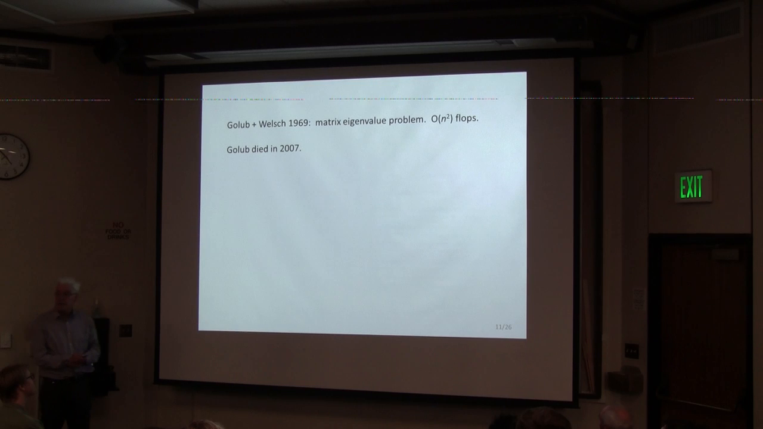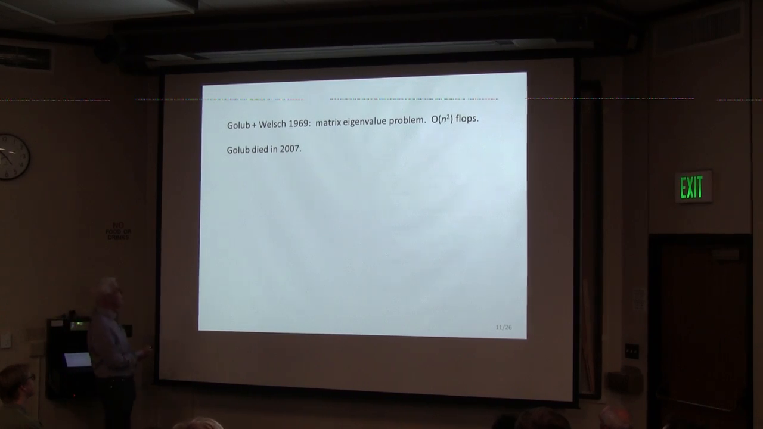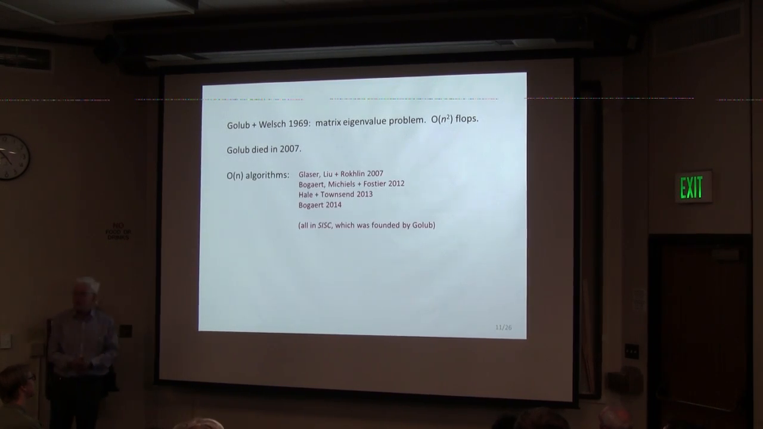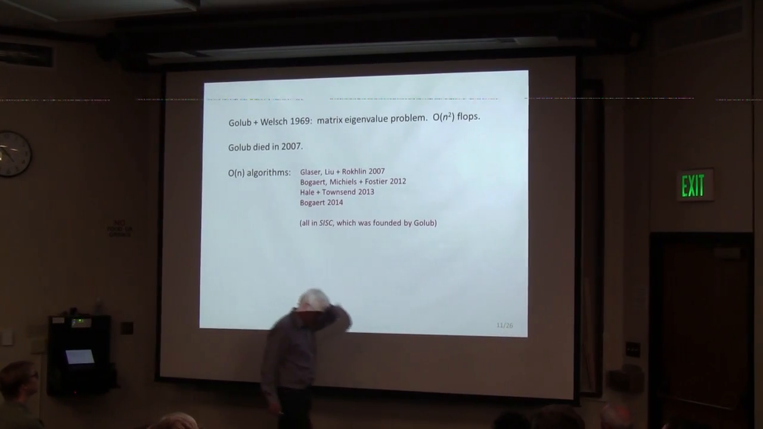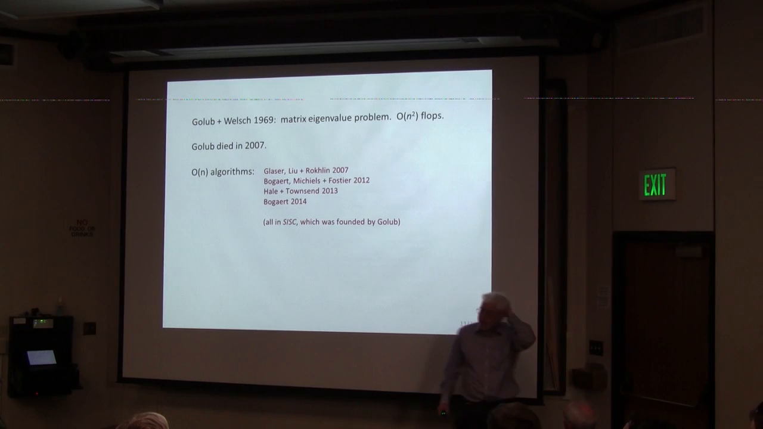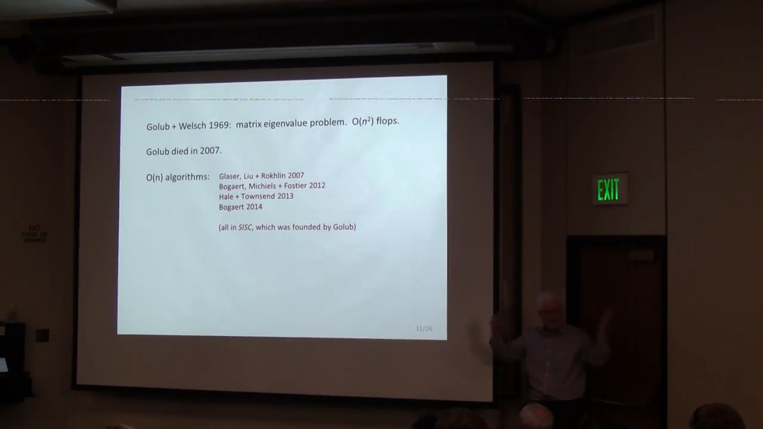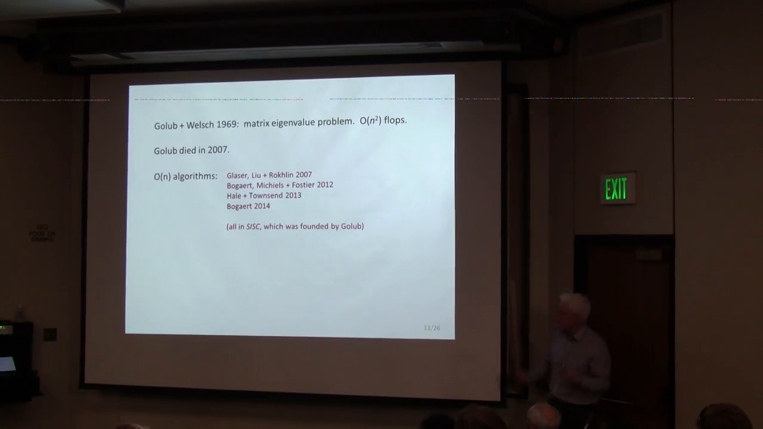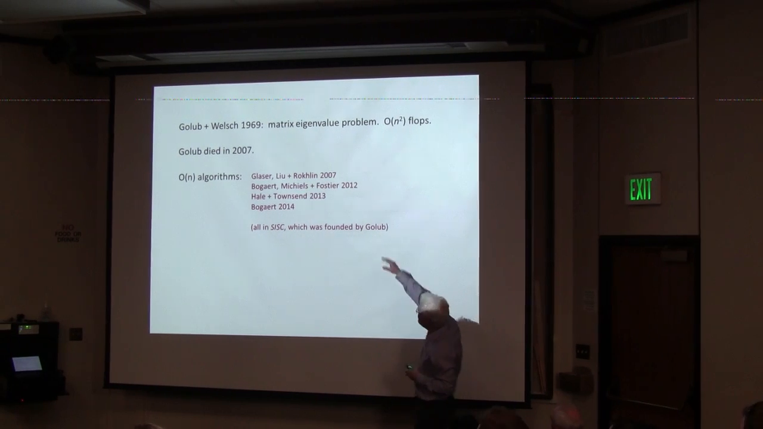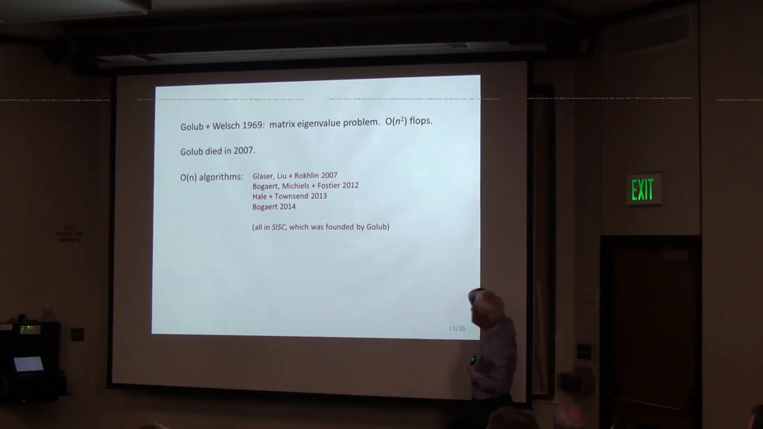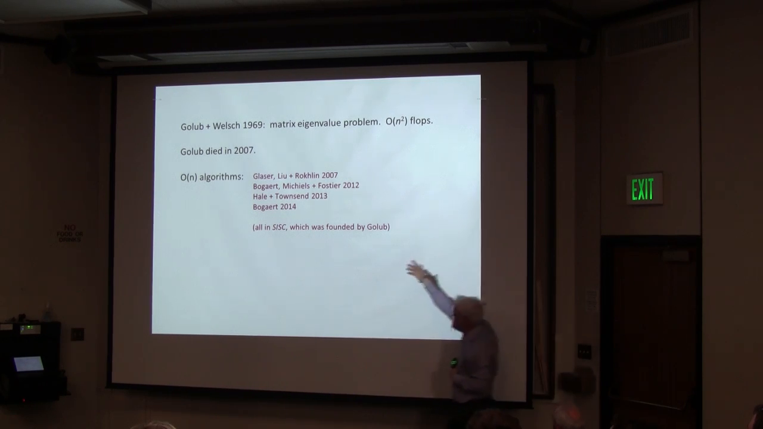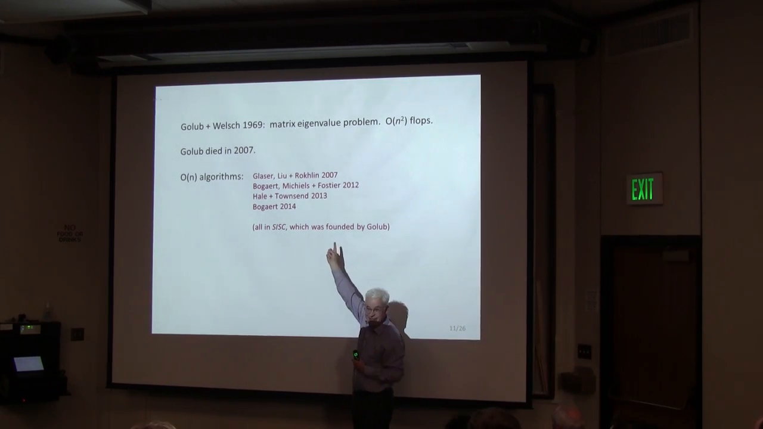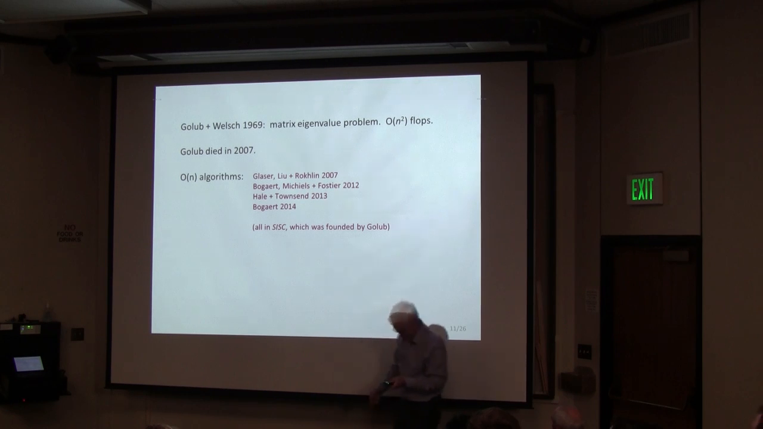Now, Golub died in 2007. That's the year that the O of n algorithm started appearing. And Glaser, Liu, and Rokhlin was the first. Many of us didn't quite hear of it. They didn't make a fuss about it. They published it in a much more general context. But then, in more recent years, a bunch of people have been getting faster and faster algorithms. All the papers are published in the very journal the team founded when I was a graduate student at Stanford.